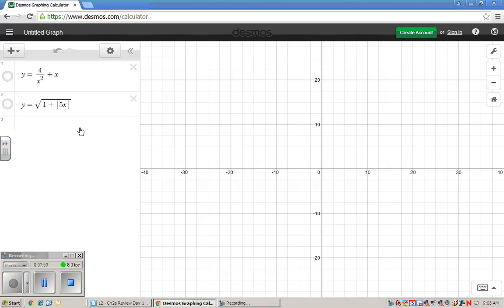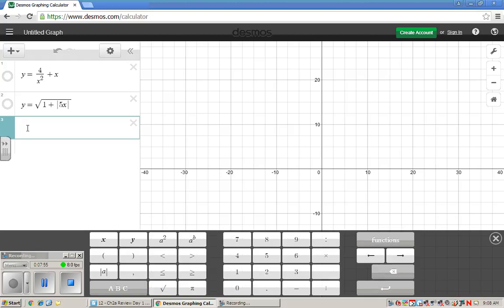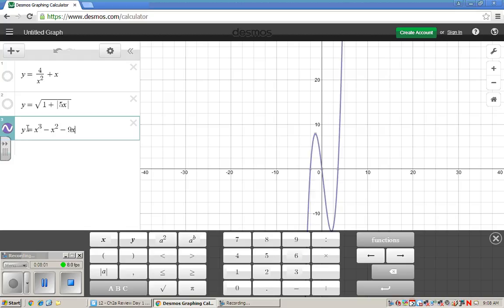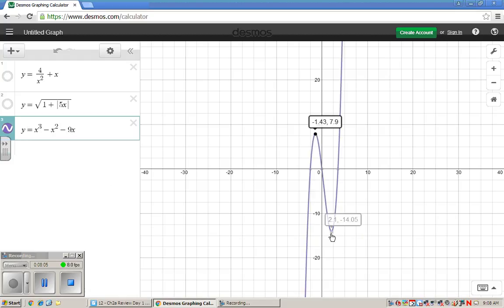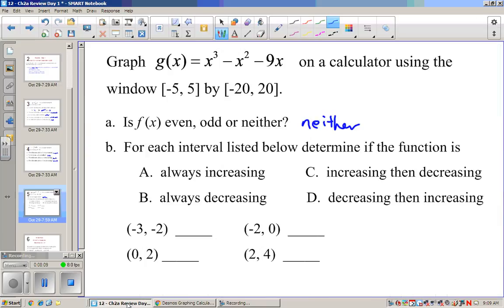All right, oops, I lost my equation. Put it in real quick again. Did not mean to delete that. Minus x squared minus 9x. There it is again. All right, so we're back here. I'm clicking here and getting my high and low points. And now I want to answer these other questions where I'm checking to see if my function is always increasing, always decreasing, increasing then decreasing, or decreasing then increasing.